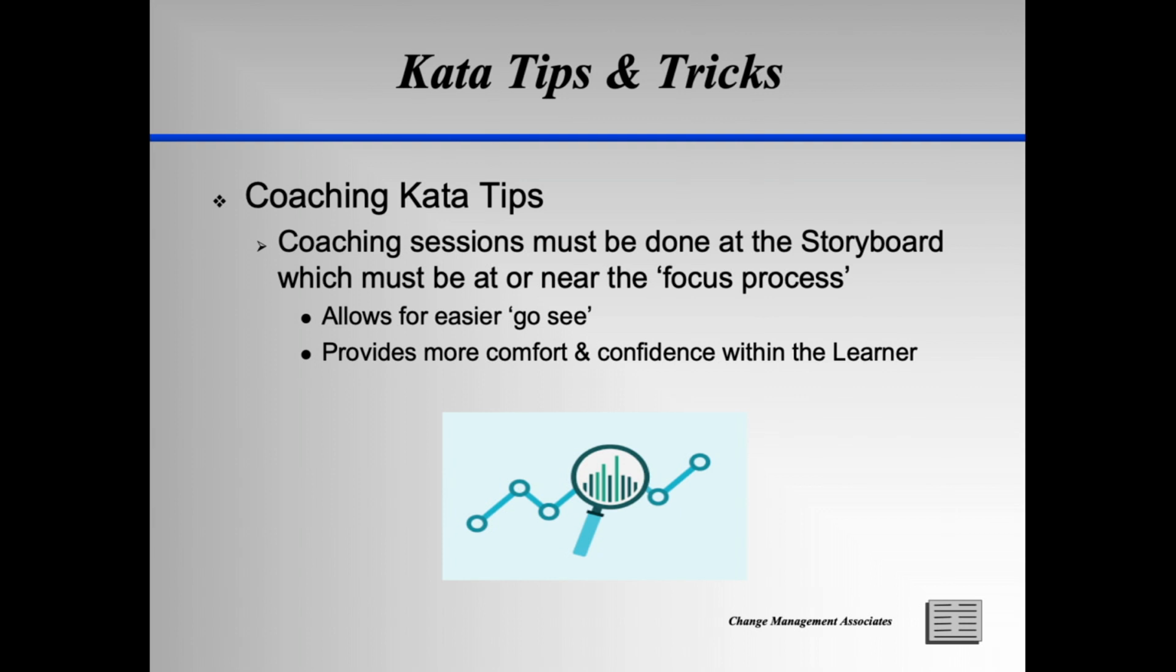Conducting the coaching cycle at the storyboard, which again should be located near the focus process, also allows for easier go see. Based on the discussion, the coach may suggest that he or she go with the learner to the focus process. The need to go see may arise for various reasons. Perhaps the learner is having difficulty grasping current or actual conditions. They may need assistance with timing the process or gathering some other process-related information. The coach may want to see firsthand the experiment itself. These are just a few examples.